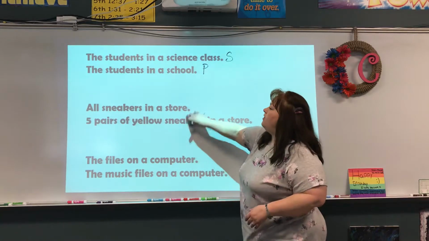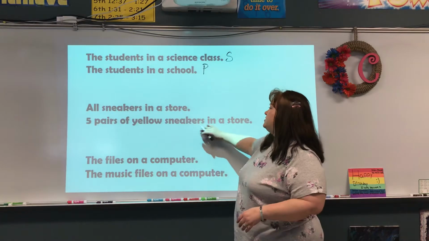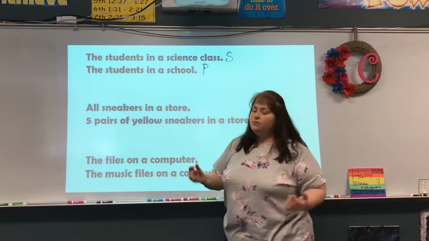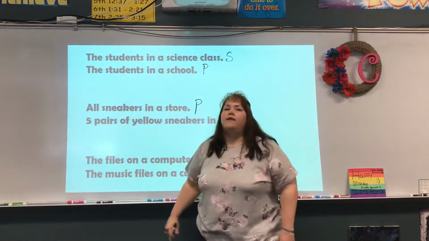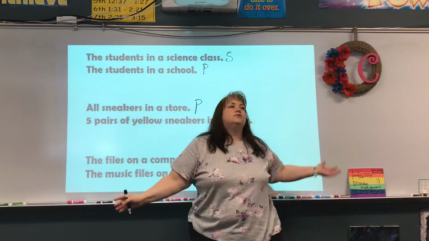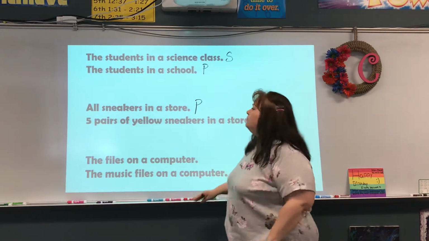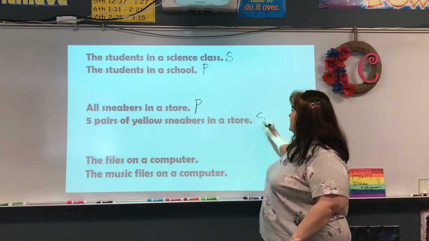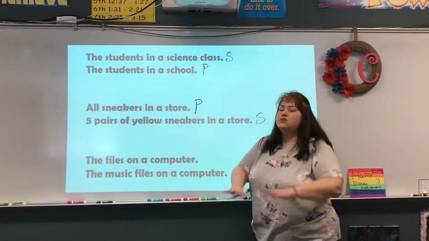Then we have all the sneakers in the store and 5 pairs of yellow sneakers in the store. So all the sneakers in the store would be your population. So you walk into Shoe Carnival and they have all of these sneakers in the store. That's the population of how many sneakers they have. But you just pick out the 5 yellow pair. That's the sample. Okay? The few amongst all the many.